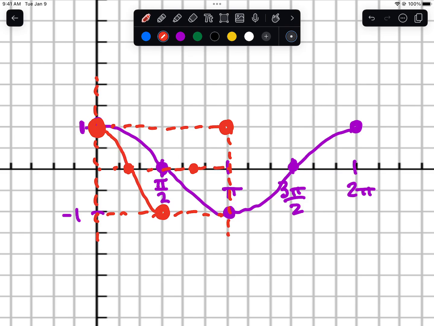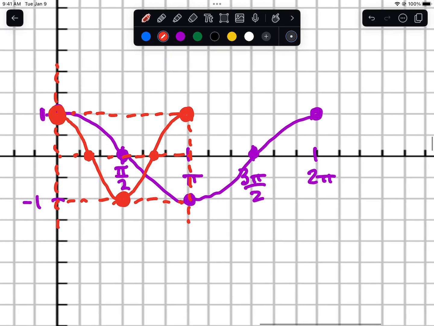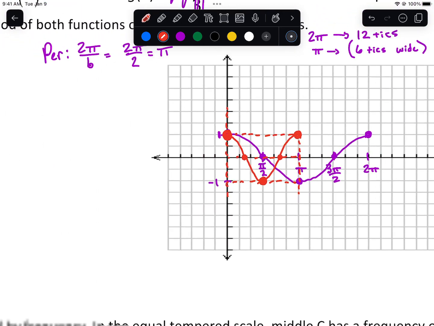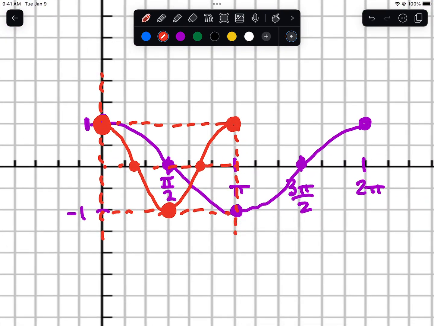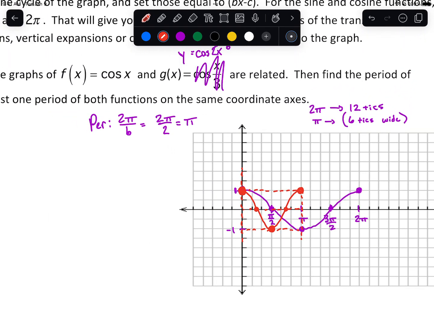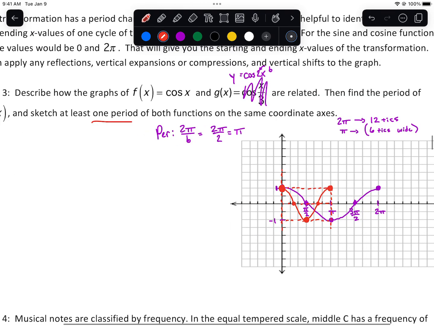When I sketch them out and zoom out, you'll be able to see, compared to the purple graph, that we squished it in, or horizontally compressed it, also changing the period. That is just one period's worth right there. The instructions only said 1 period, so we're technically good there.